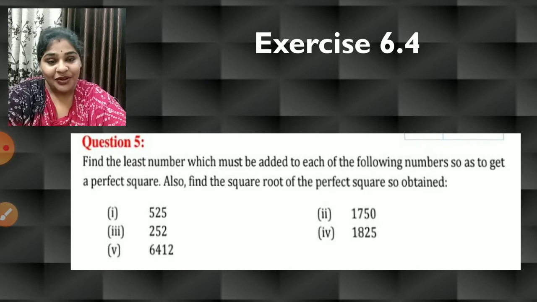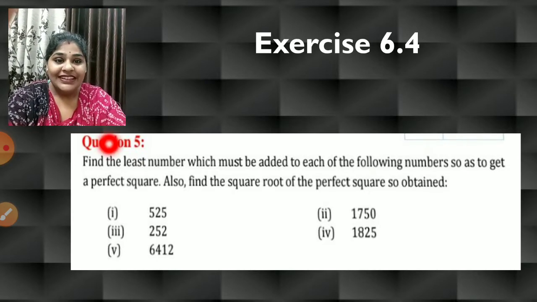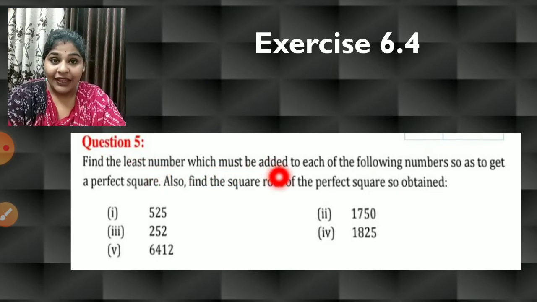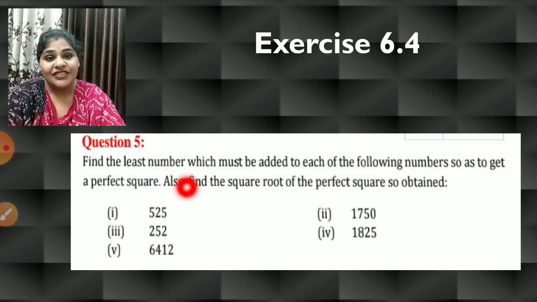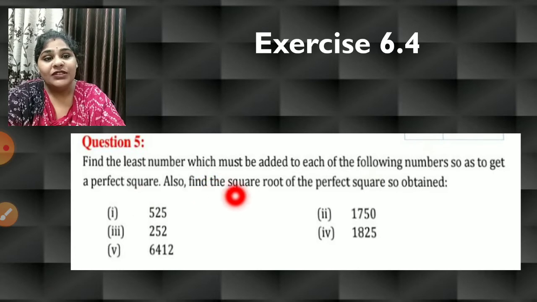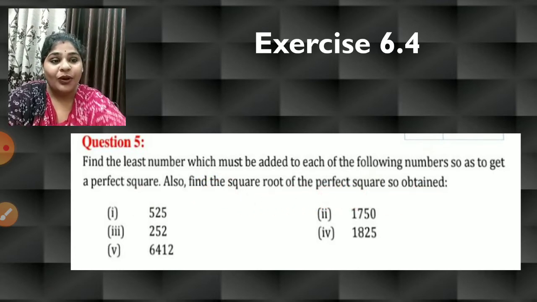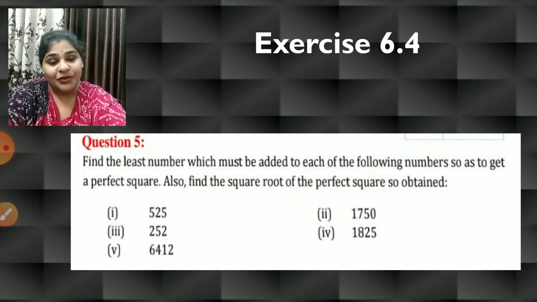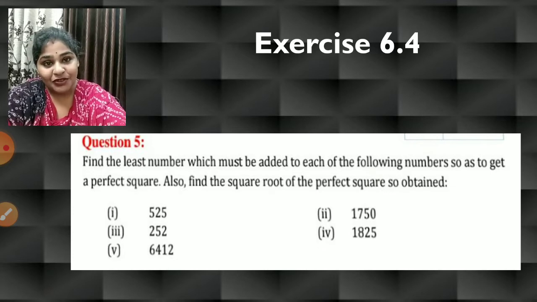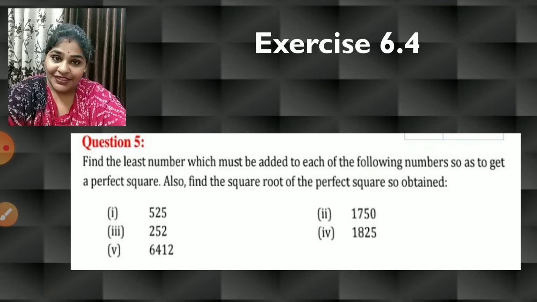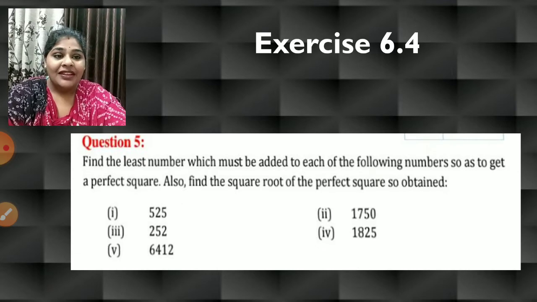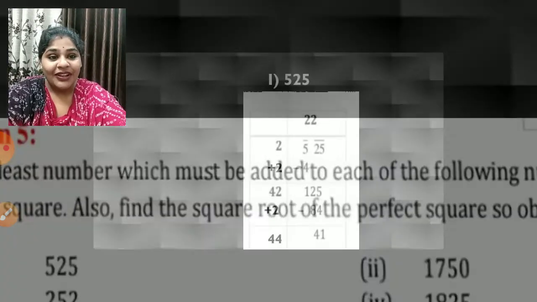Exercise 6.4, question number 5. Find the least number which must be added to each of the following numbers so as to get a perfect square. Also find the square root of the perfect square so obtained. So here two things you have to do. First, find the least number which should be added to the given number to get a perfect square, and then when you add the number you get a new number, and then you have to find the square root of that new number. So let us begin how to solve.